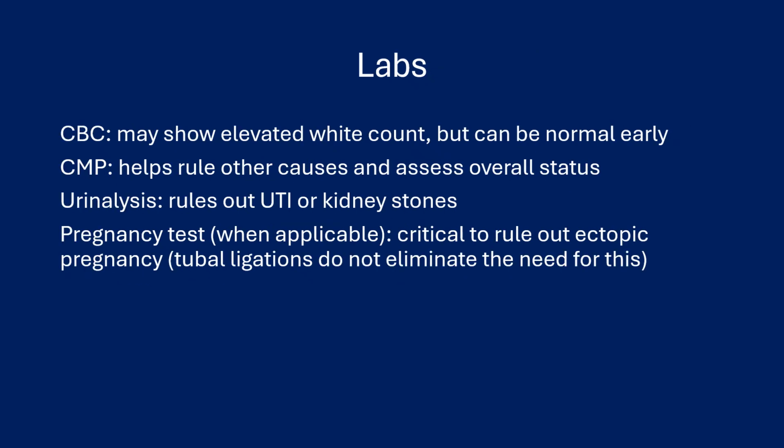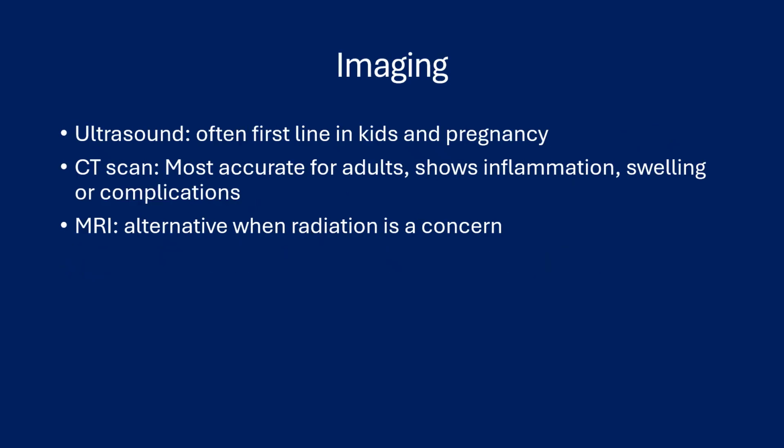Labs. CBC may show elevated white count, but can be normal early in the process. Complete metabolic panel, or CMP, helps rule out other causes and assess overall status of the patient. Urinalysis helps rule out UTIs or kidney stones. And a pregnancy test, when applicable, is critical to rule out ectopic pregnancy or tubal pregnancy. I would point out, of course, tubal ligations don't eliminate the need for this. I have certainly seen ectopic pregnancies in women who have had a previous tubal ligation.